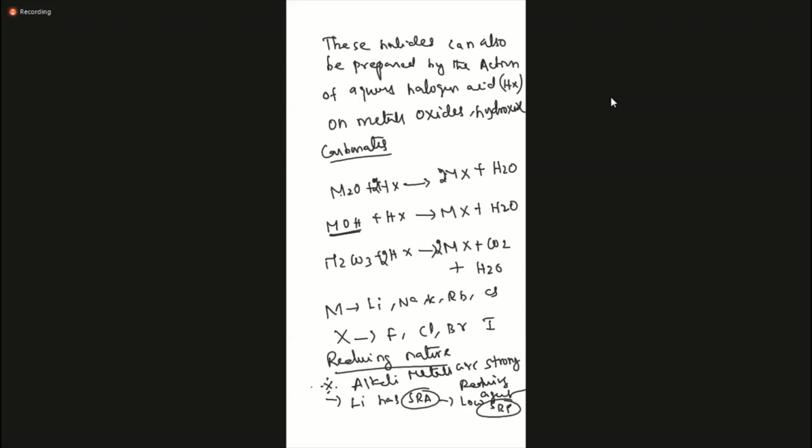What is the order of reducing agents? Lithium is the strongest reducing agent, then compare with rubidium, then cesium, then potassium, then sodium. This is the order of reducing agent for the first group elements: lithium, rubidium, cesium, potassium, sodium. Still any doubts? Please let me know.